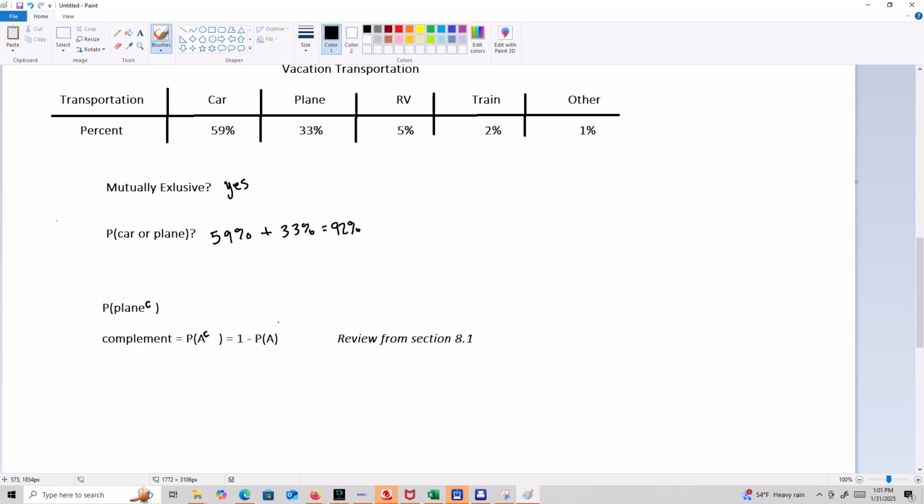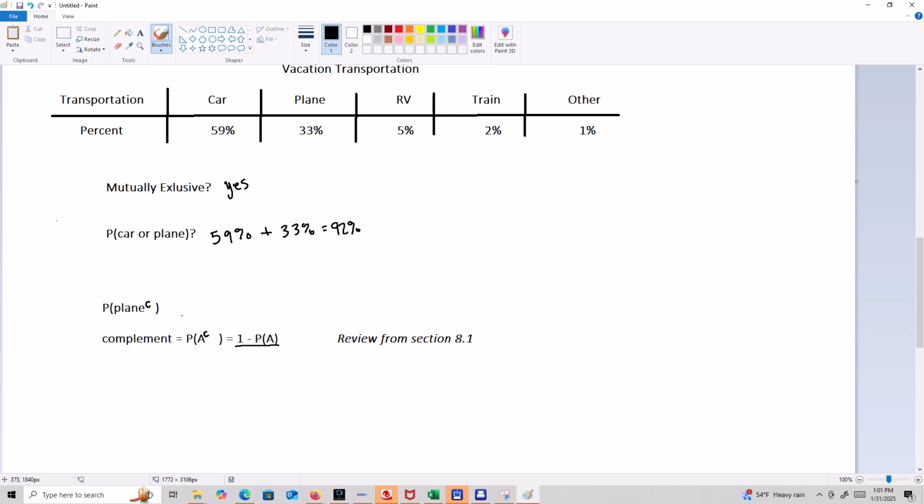But what if they asked how many people didn't travel by plane, or what is the probability that people did not travel by plane? That is looking at the complement of the plane, okay? And this is a review from section 8.1, so you can go back and watch that video if you need that review. But real quickly, the probability of the event's complement equals 1 minus the probability of the event.